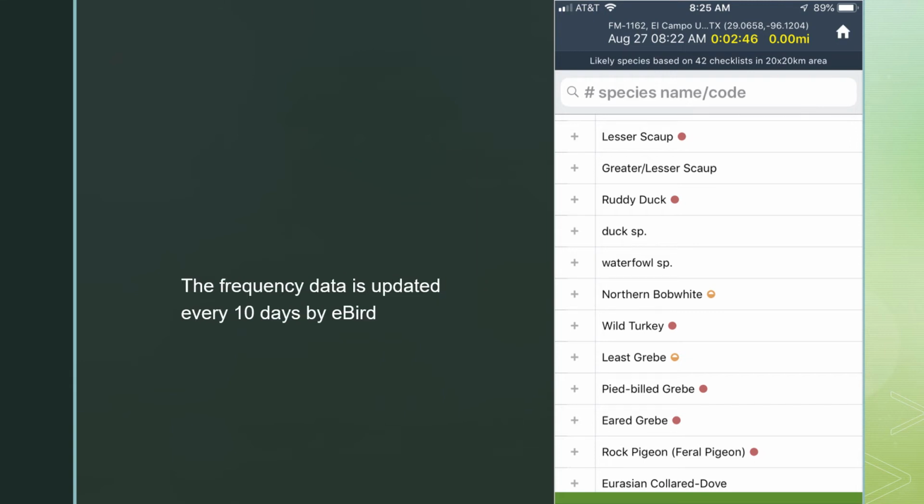When you enter a report for a red dot bird, you'll often find that the red dot is still there for several days from the same site. This is because eBird refreshes the frequency data for the dots only every 10 days. Depending on where your data is in that cycle, it could still be a red dot bird for up to 10 days.